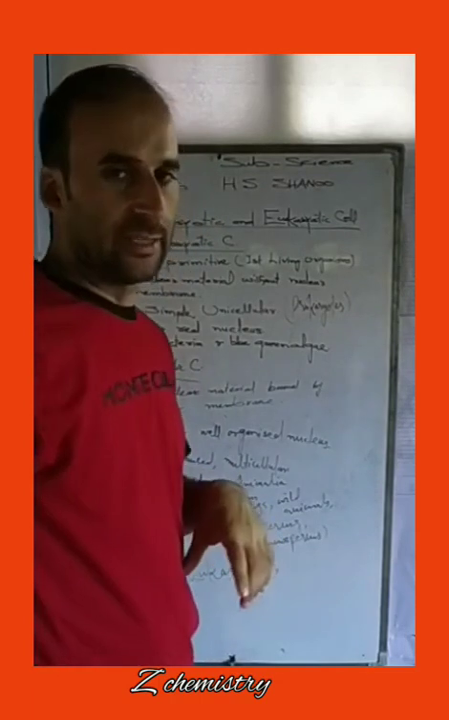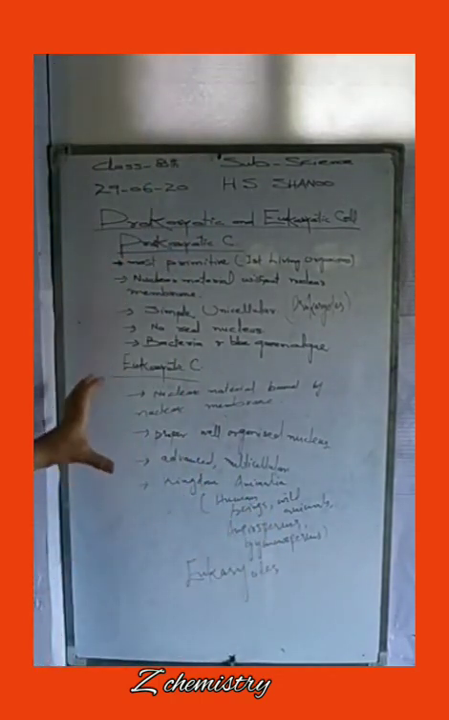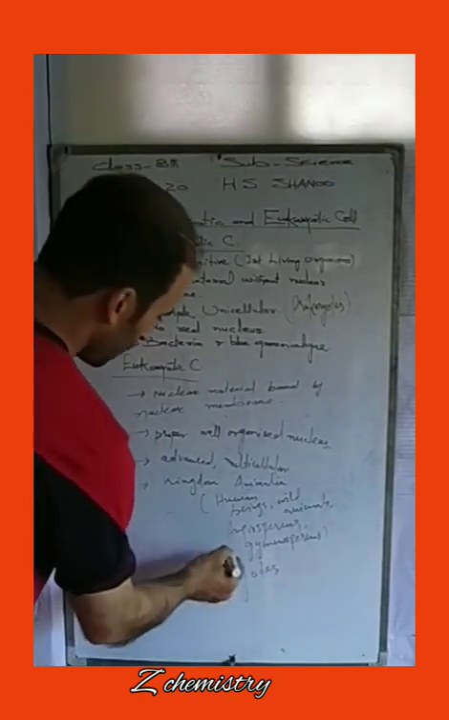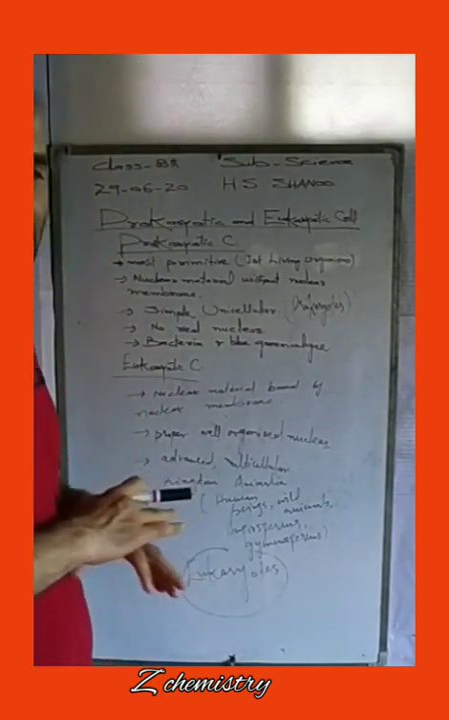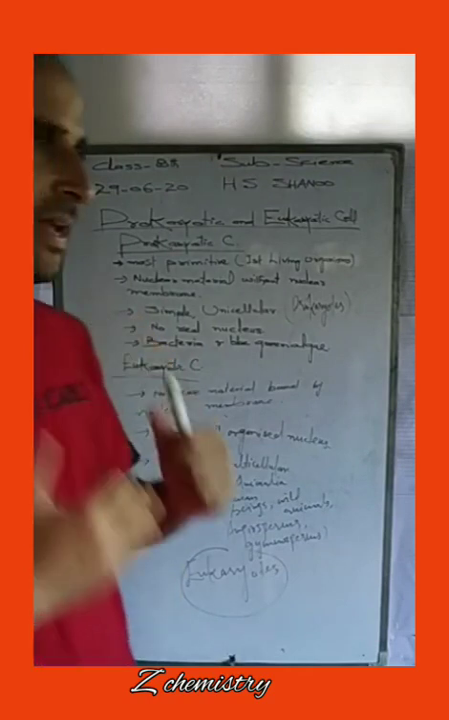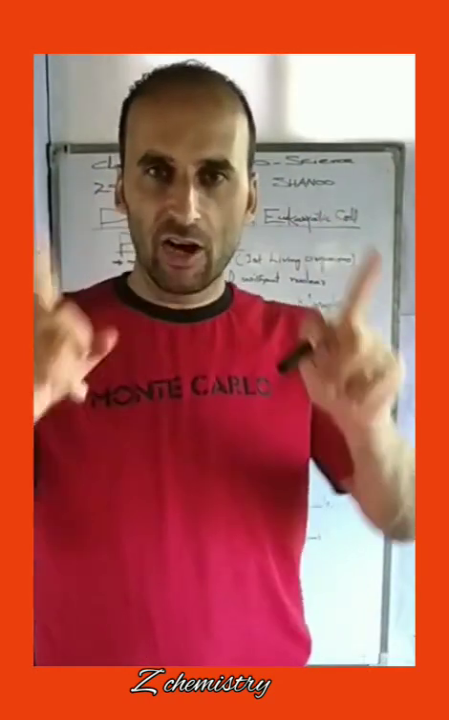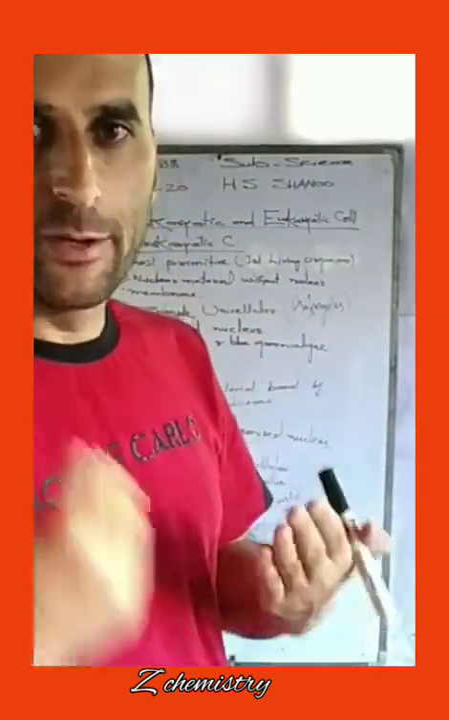Then there is another type of cell. That particular cell is called the eukaryotic cell. The organisms in which this eukaryotic cell is present are called eukaryotes. And in this eukaryotic cell, the nuclear material or genetic material, or we can state the nucleus, is bound by a nuclear membrane, and the cell organelles are also membrane bound.